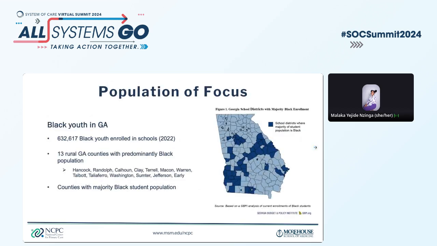Our population of focus for this project are Black youth in the state of Georgia. There are over 600,000 Black youth enrolled in schools within 13 rural counties that are predominantly Black populations.